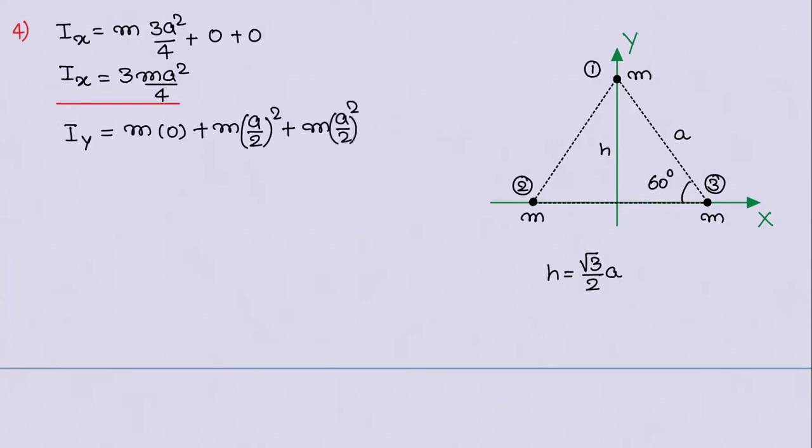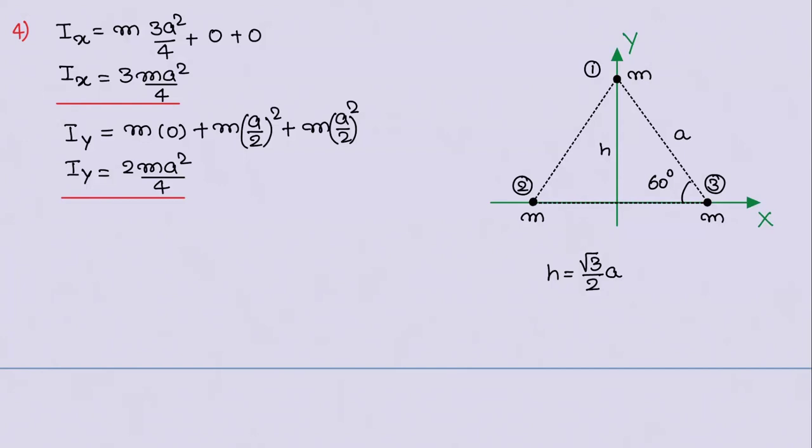So I don't write in detail. Quickly, I'll go for that. Iy is equal to, this is 0. A square by 4 plus a square by 4 is a square by 2, or 2m a square by 4. Sir, a square by 2, yeah, correct. A square by 2 is also okay. This is also okay, na? You don't have any problem. Good. Then Iz. Then what?